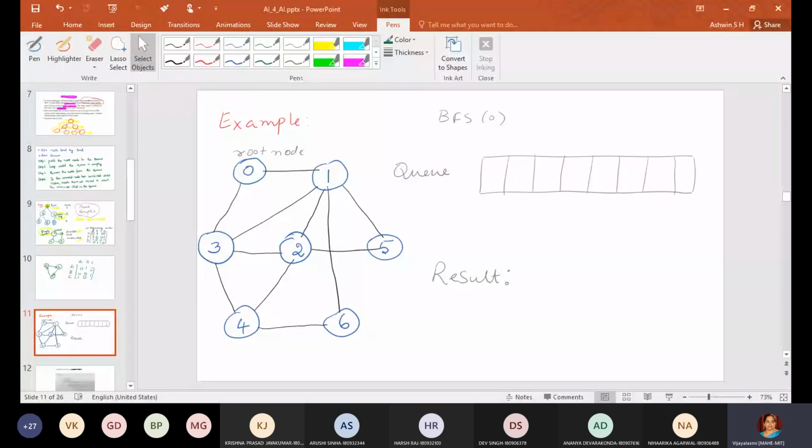Okay. Now I am in the BFS slide. I hope all of you are able to see this. I'm taking one example and explaining the BFS algorithm. Okay. First, I'll explain how, given any graph, we can write the result, or how we can get the BFS of a particular vertex. Okay.